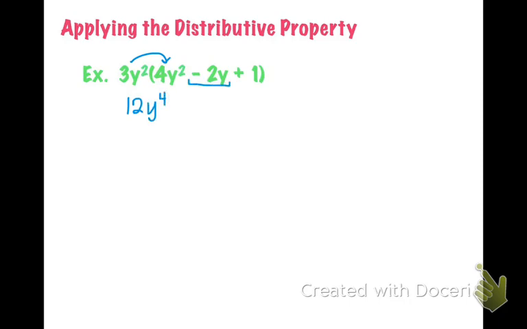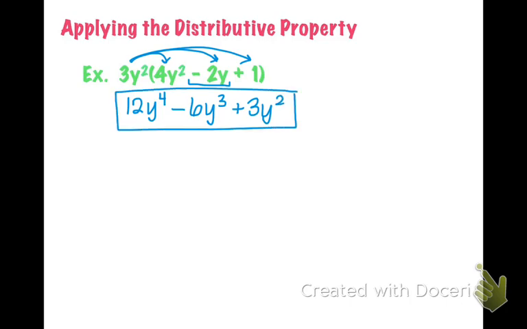Again, this is a negative 2y. 3 times negative 2 is negative 6. Y squared times y to the first is y to the third. And then lastly, times 1 means that's going to stay 3y squared. And that is our answer. We've got that all multiplied out.